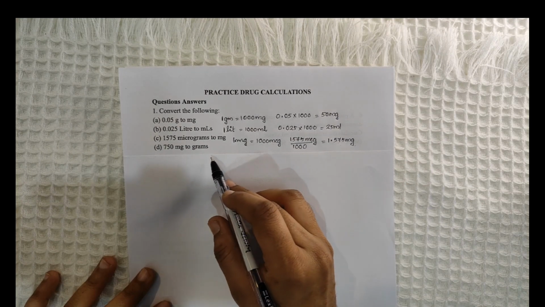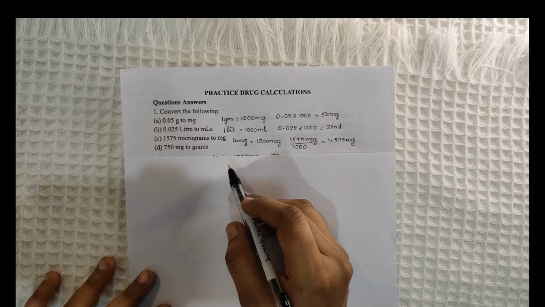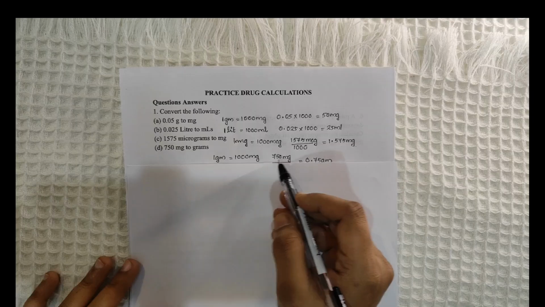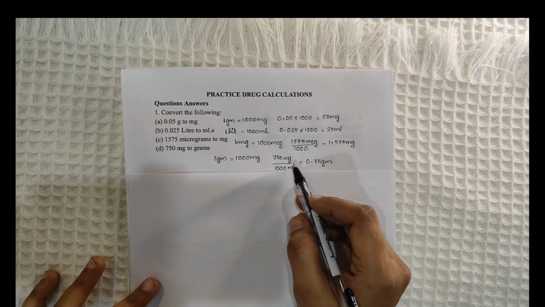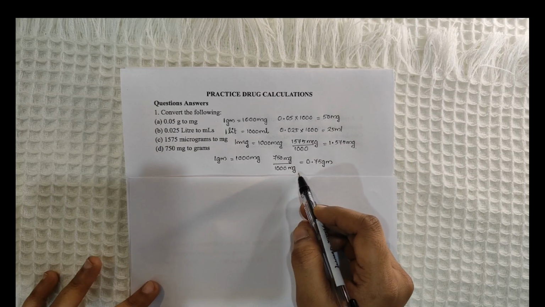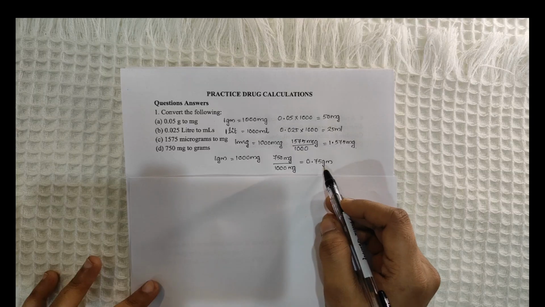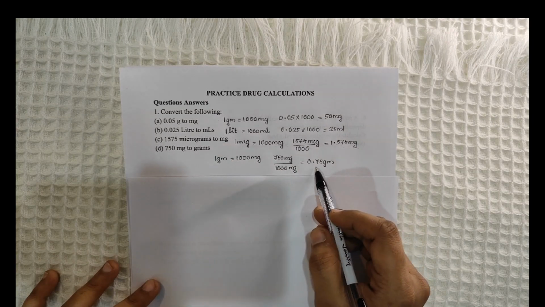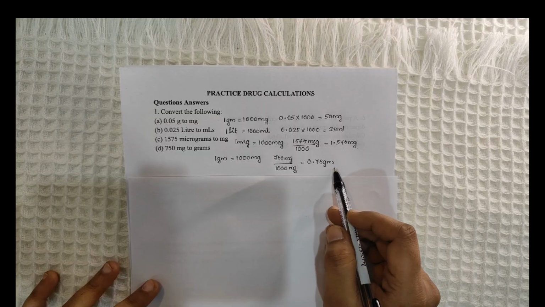750 milligram to grams. In this, 1 gram is equal to 1000 milligram. So, 750 milligram divided by 1000 milligram is equal to 0.75 gram. So, 750 milligram is equal to 0.75 gram.